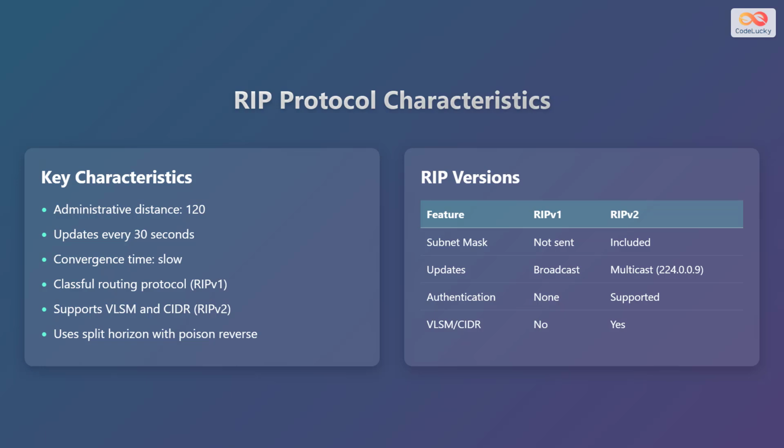Now let's compare RIP version 1 and RIP version 2. RIP version 1 does not send subnet mask information in its updates, while RIP version 2 includes it. RIP version 1 sends updates via broadcast, whereas RIP version 2 uses multicast to the address 224.0.0.9. RIP version 1 does not support authentication, whereas RIP version 2 does. Because of this, RIP version 1 does not support VLSM or CIDR, while RIP version 2 does.